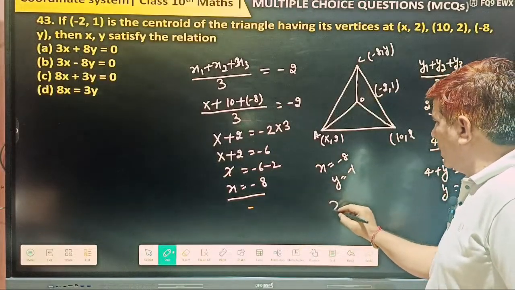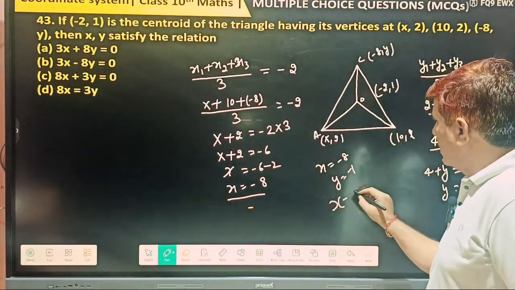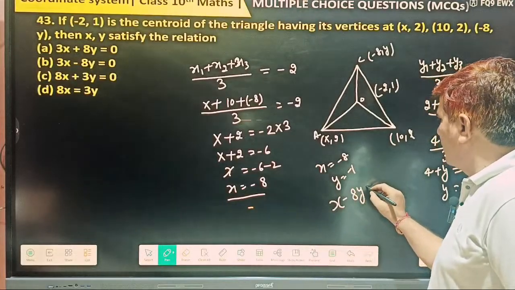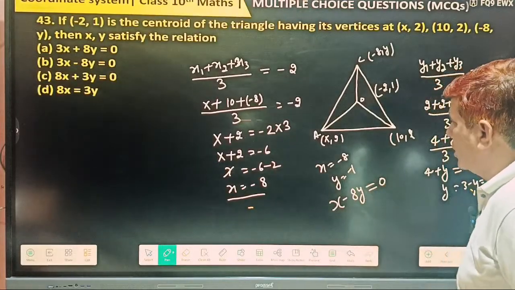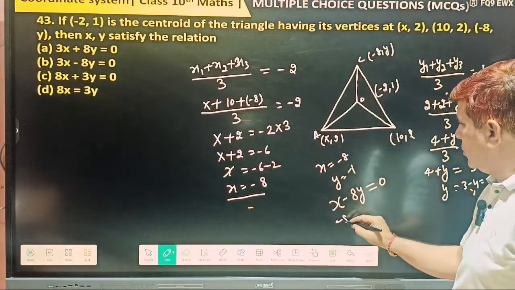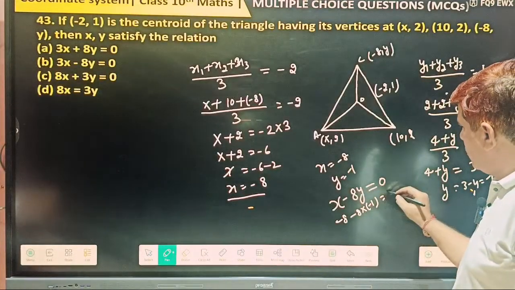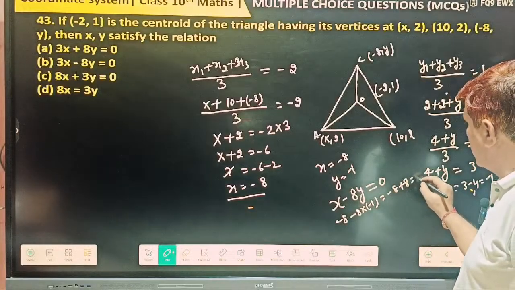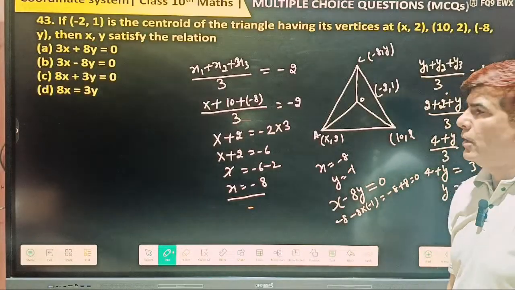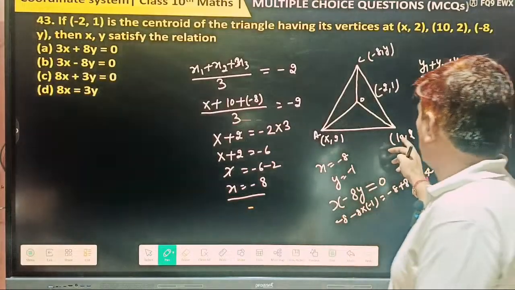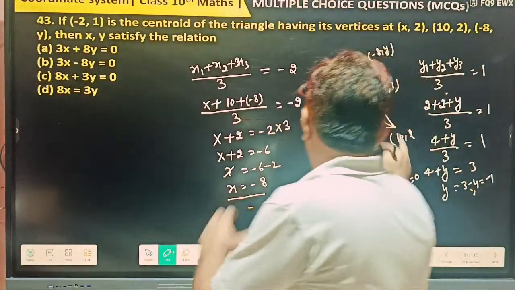So if I write x minus 8y, then it becomes 0. Check one time: x equal to minus 8 into minus 1, so minus 8 plus 8, how much? 0. Understood?